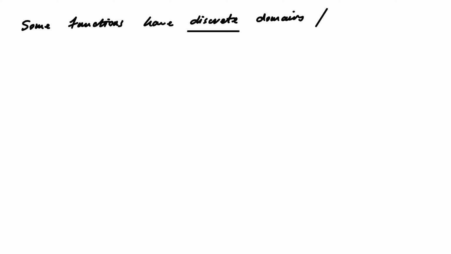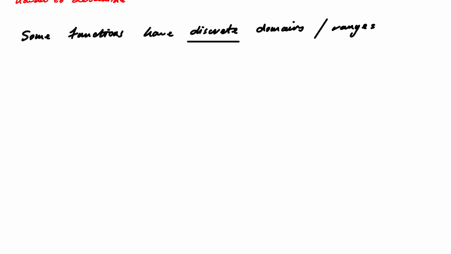So some very important functions have discrete domains, or indeed ranges. And when I say discrete, what I mean by that is the opposite of intervals. So really your points in your domain are isolated single points. That's what discrete means essentially in this context.